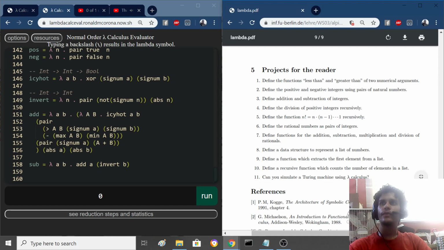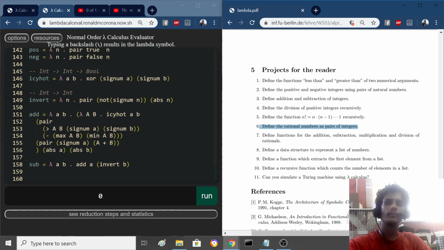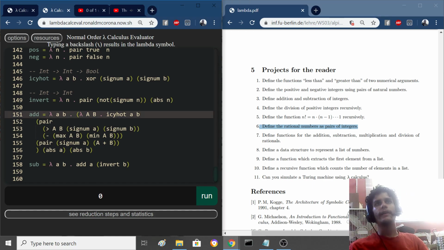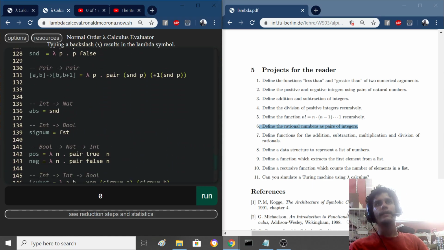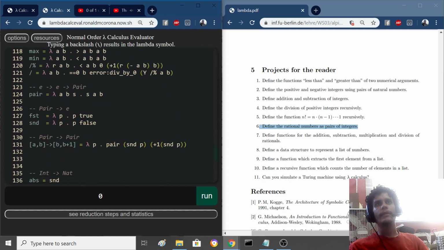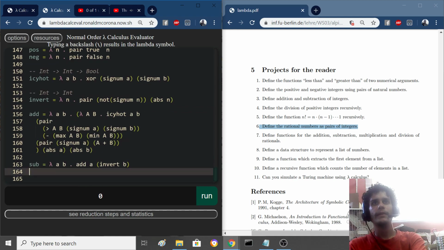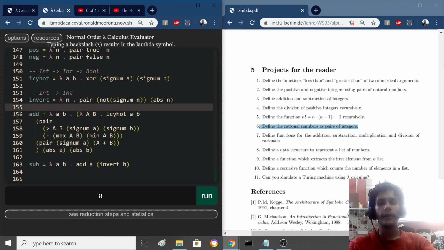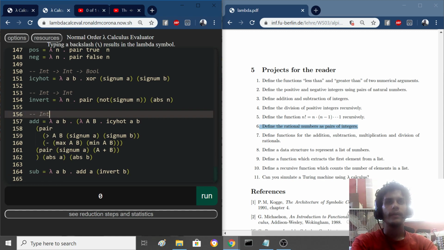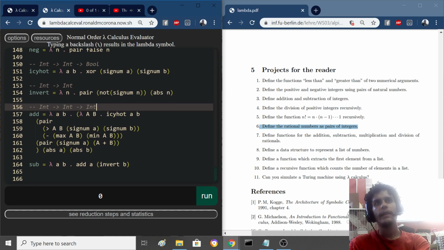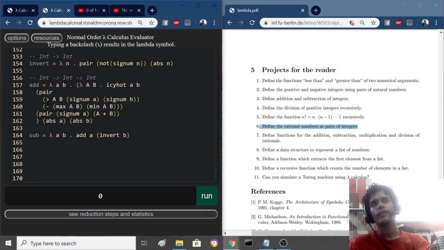Okay, let's continue. So now rational numbers as pairs of integers. Alright, well that's gonna be easy. I'm gonna go ahead and make some space here, and first specify what these functions do.